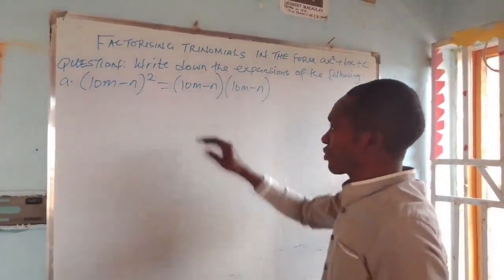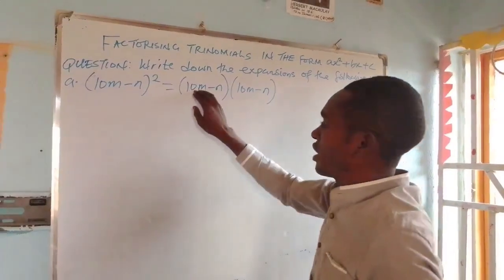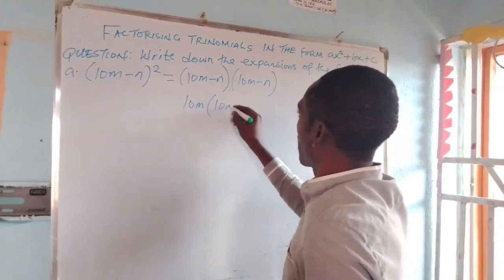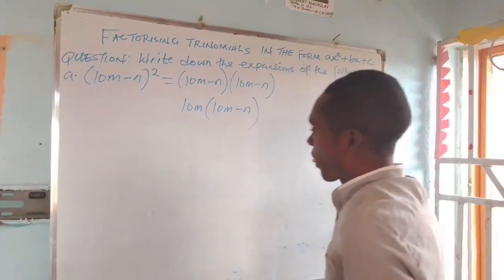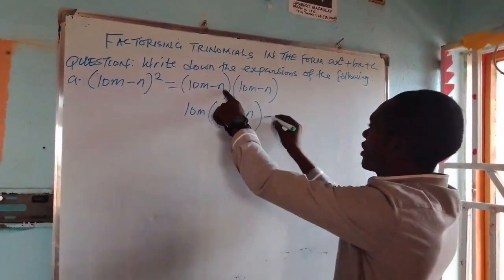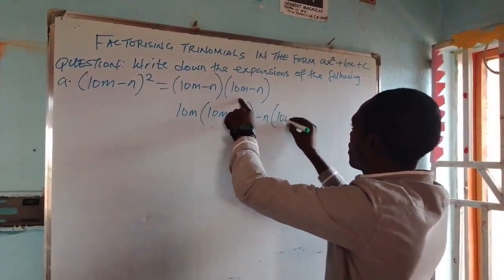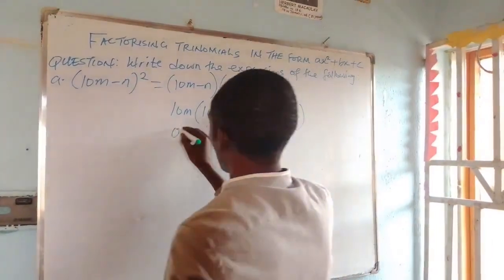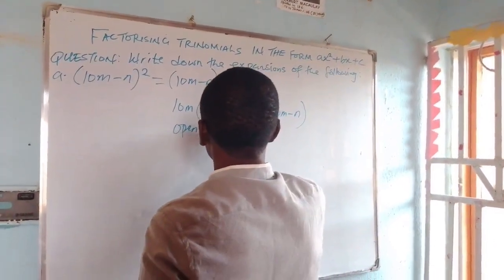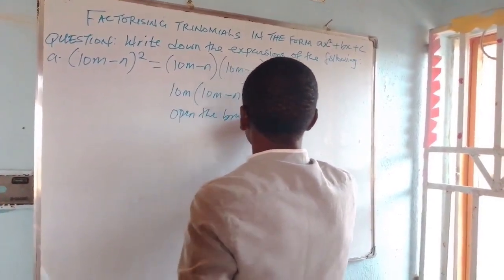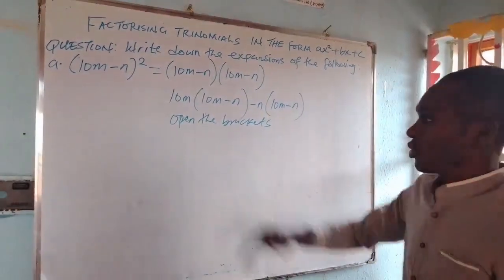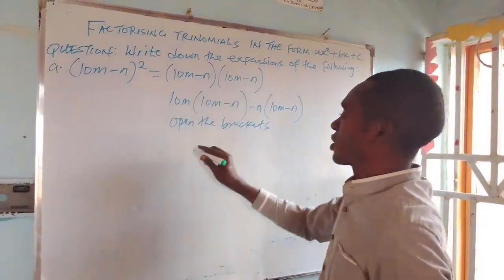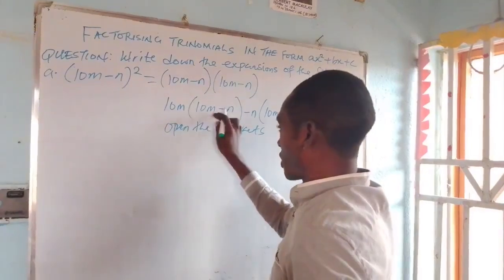So the first thing you do, if you have two brackets like this, you pick the first term in the first bracket, 10m, then repeat the second bracket, 10m minus n, then close it. Then the next thing you do is pick the next term, then repeat the second bracket, 10m minus n, then close the bracket. Now, what you do is you open the brackets. In opening the bracket, we use the term before the bracket to multiply each term inside the bracket.